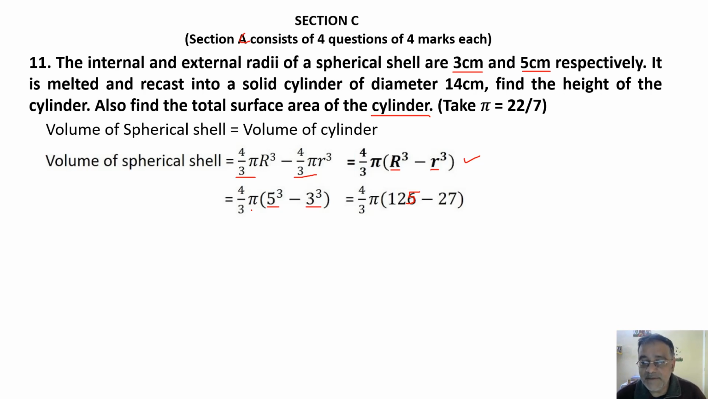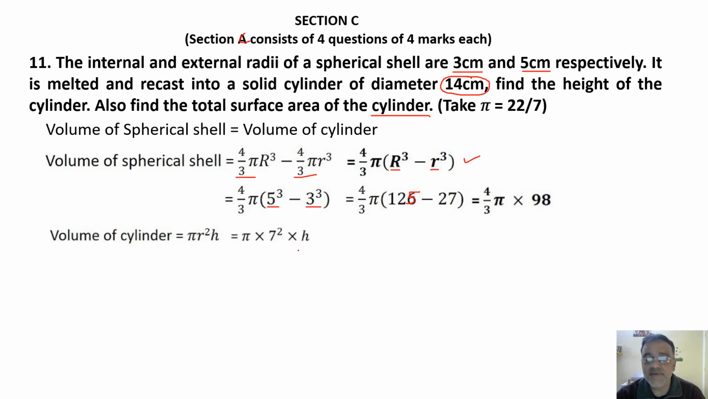So 125 minus 27 will be 98. Right. So we'll keep it like that only. Now what is volume of cylinder? Pi r square h. Radius इसका होगा 7 because diameter is given 14. So pi into 7 square into h, that is 49 pi h. Now we will equate these two.